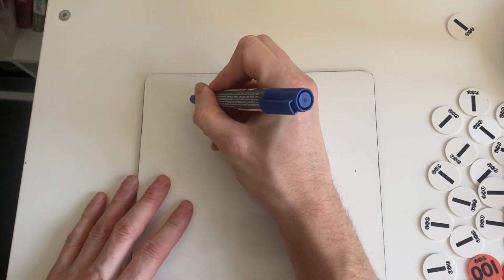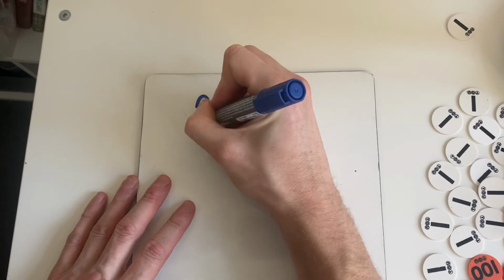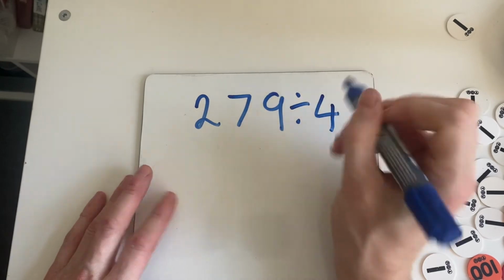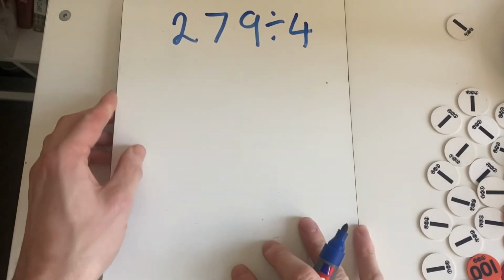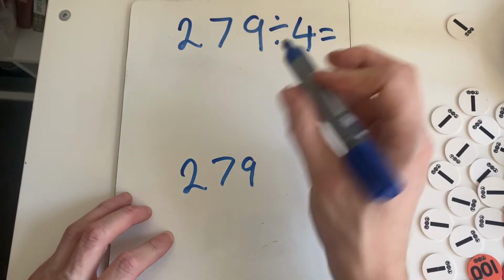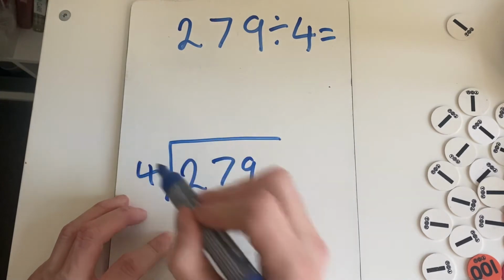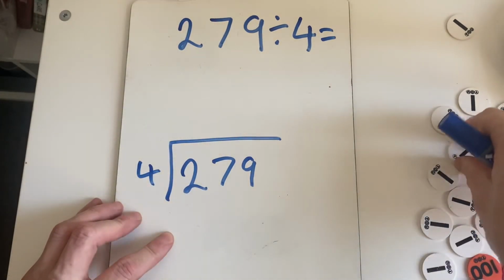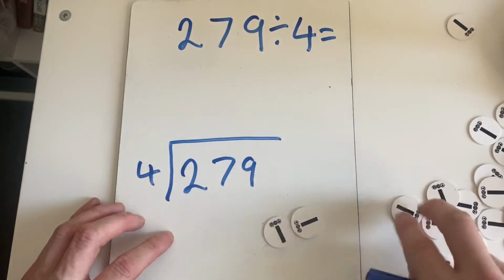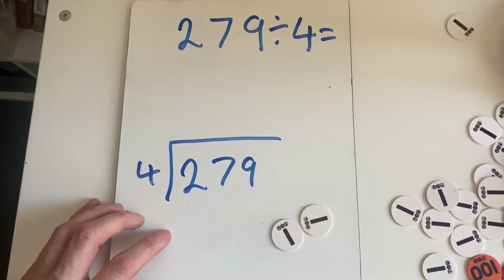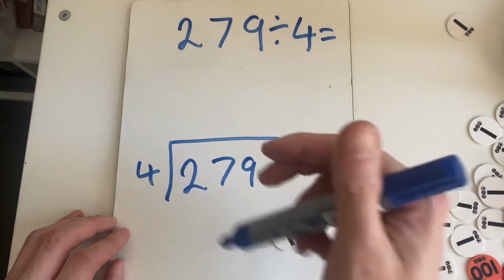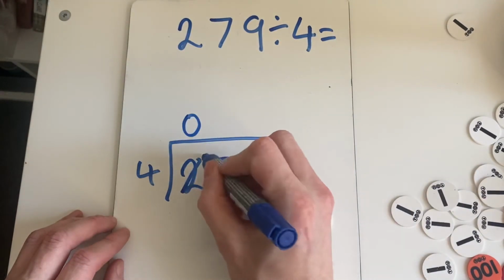Now we're going to take the number 279 divided by 4. So we're going to use our bus stop method. So 279 divided by 4. Now how many 4s can go into 2? We could use counters here. How many groups of 4 can we get out of 2? We cannot, because there is not enough. Whenever that number is greater than that number on its own, you have to carry it across. So we're going to put a 0 there, and we'll put a 2 there.